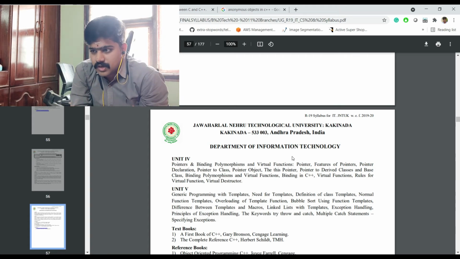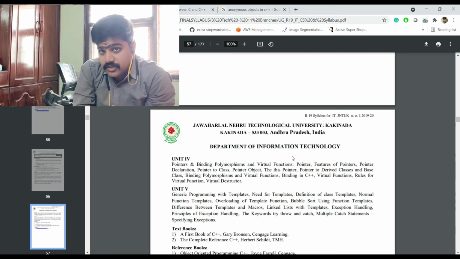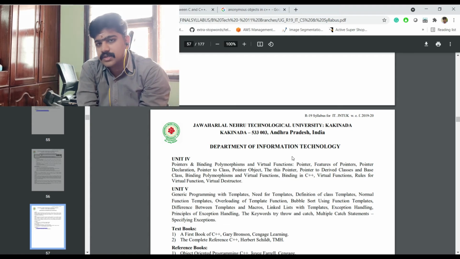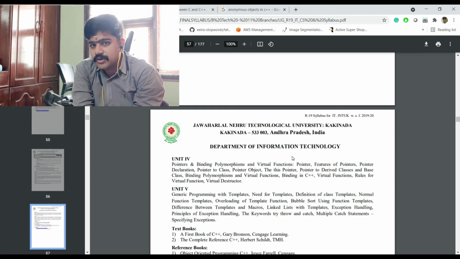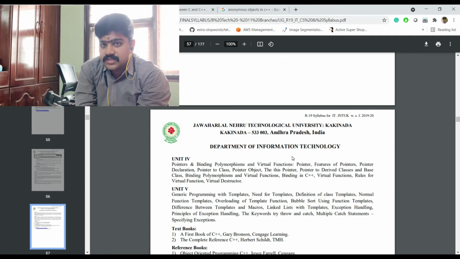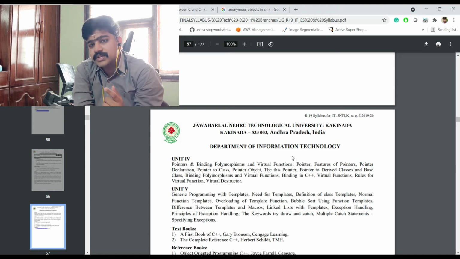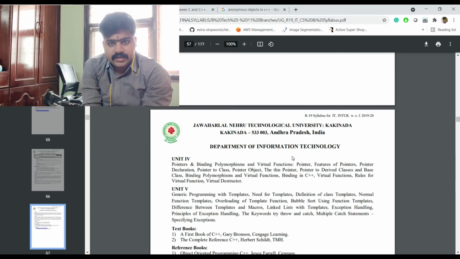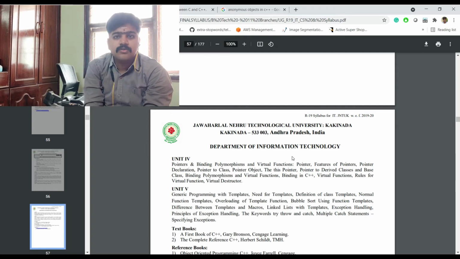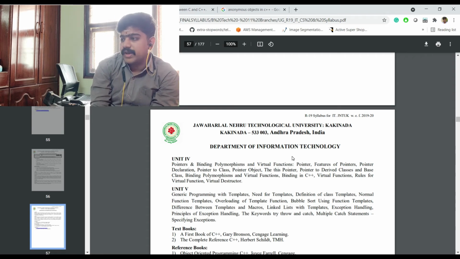So you cannot see or feel those kinds of things. They are used, they are created whenever they are required. So for such things, pointers are most required. And building C++ virtual functions, rules of virtual functions, virtual destructors, all these things are explained in this 4th unit. So everything in this 4th unit is related to the pointer concept. This is the most important unit in the entire syllabus. So you need to focus on how to get data related to pointers and how pointers can be accessed.